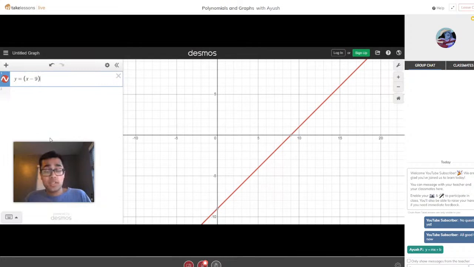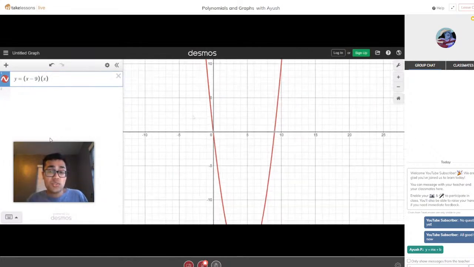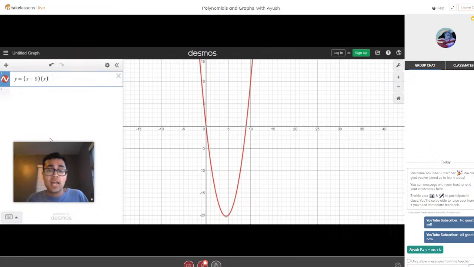Going back to our topic of polynomials, right? We multiply this function by x. Boom, what happens? The shape will change drastically, right? What happened in this case was we took our first term, that first monomial which we had, x minus 9, and we multiplied it by x, right? What happened is we got a quadratic equation, an equation where x squared is the highest degree term.